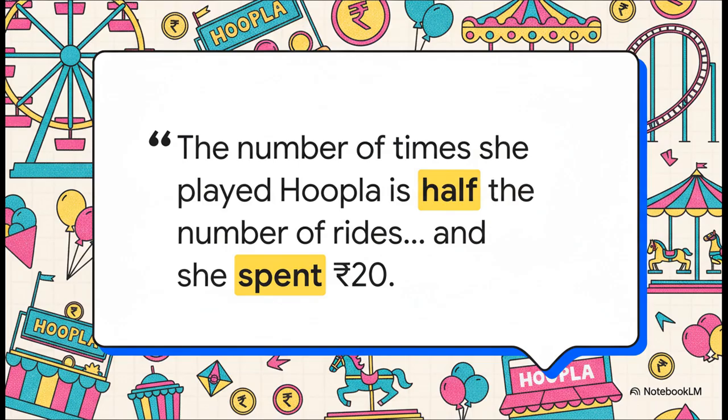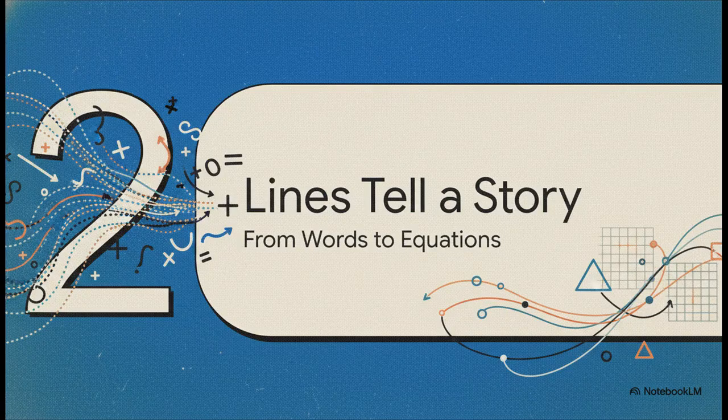See, she's got two conditions going on. One that connects the number of games she played to the number of rides she took, and another one about the total money she spent. Our job? To figure out the exact number of rides and games she enjoyed. So how in the world do we solve this? Well, it all starts by translating her fun day at the fair into the language of math. Let's see how her story gets transformed into a couple of equations that we can actually work with.